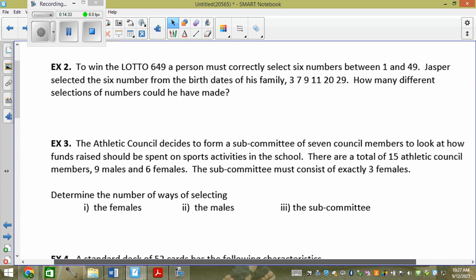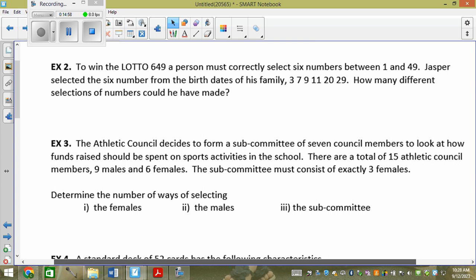So it says here, to win the Lotto 649, a person must correctly select 6 numbers between 1 and 49, inclusive of 1 and 49. Jasper selected the 6 numbers from the birth dates of his family, 3, 7, 9, 11, 20, 29, which is irrelevant to this question. How many different selections of numbers could he have made? He made those, but how many could he have made? How many different tickets can be made out of these 6 numbers from 49, right?